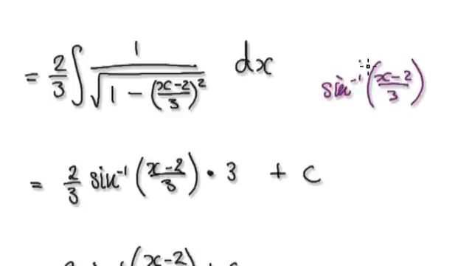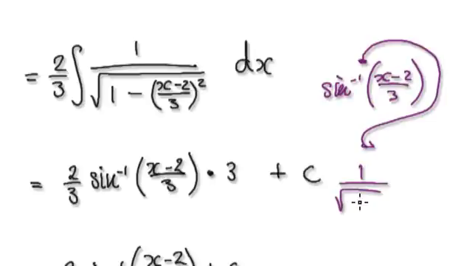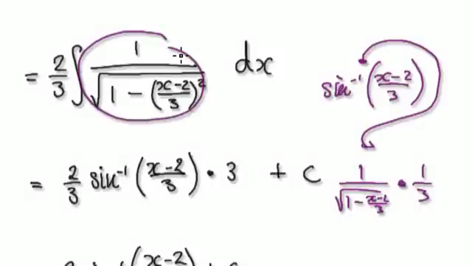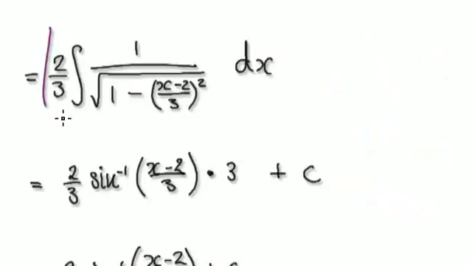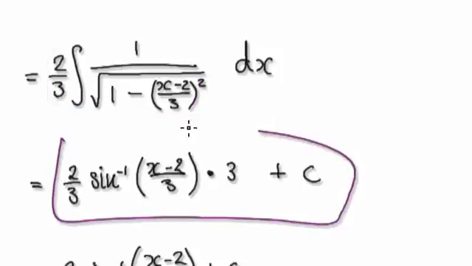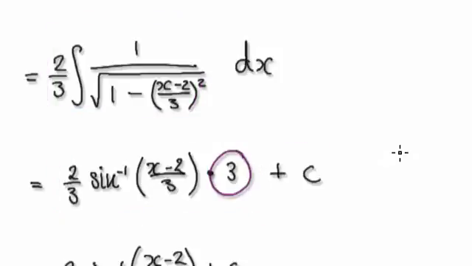But the thing is, when you differentiate this, it will give you 1 over square root of 1 minus that bubble there, x minus 2 over 3. But then you've got it times the derivative of the bubble itself, which is a third. So the thing is, we are currently here. So we need to negate this thing here. If you integrate this here, it will give you this thing here, and this 3 here is really us trying to negate that third there.